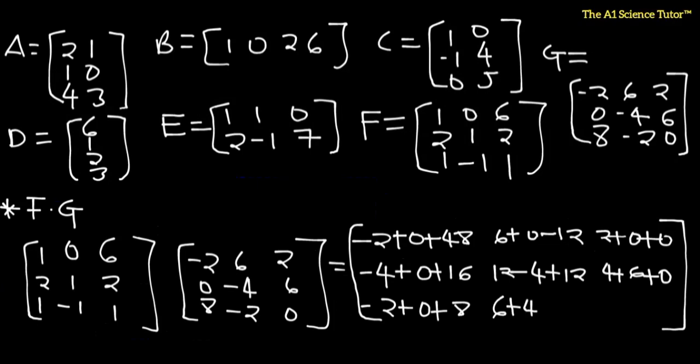So this is going to be plus 4. Now we have 1 multiplied by negative 2. That should give us a negative 2. So I need to write a negative 2 there.